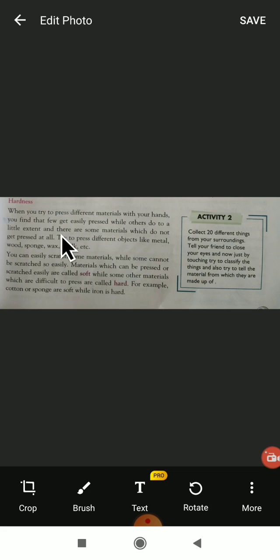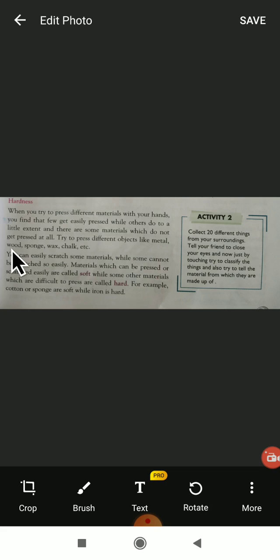If you take normal materials, some materials will press easily, but some will not. Try to press different objects like metal, wood, sponge, wax, chalk. One by one I will tell. Take metal, and wood. For wood, for example, the duster is made of wood.